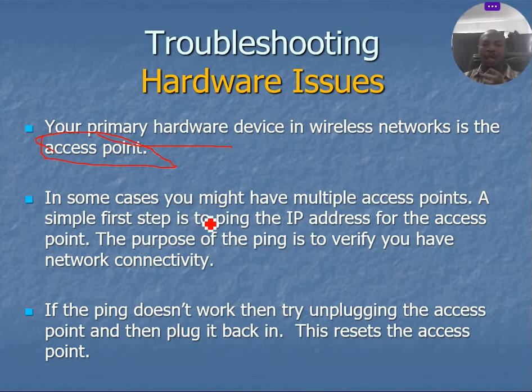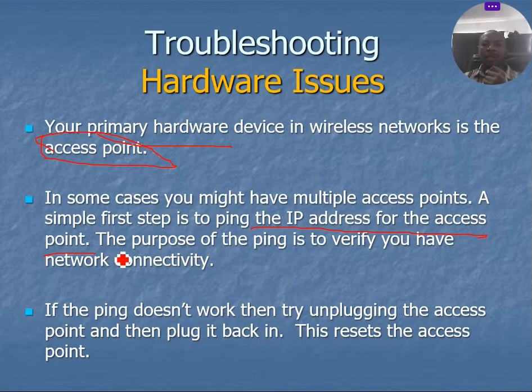In some cases, you may have multiple access points in your network, right? You may have more than one access point, so we can easily verify each of these. Now, a simple first step is to ping the IP address of the access point. Do the IP config for the access point to check if the access point is connected to your network, if there is an establishment between the access point and your network.